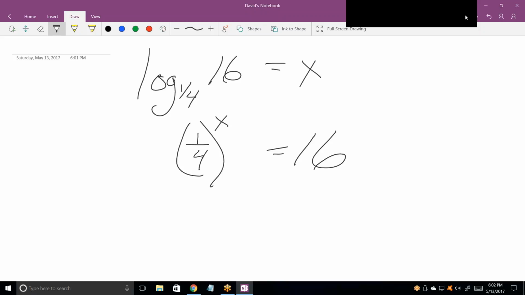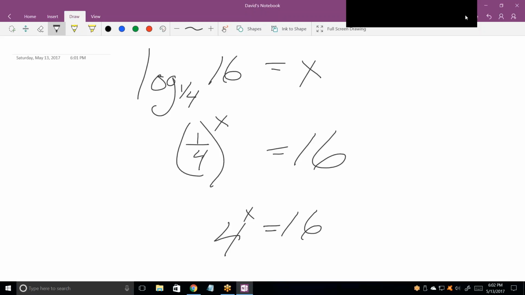If that was 4 to the x equals 16, what would x be? 4. If I had 4 to the x equals 16, what is x? Think about these. These are not multiplication.